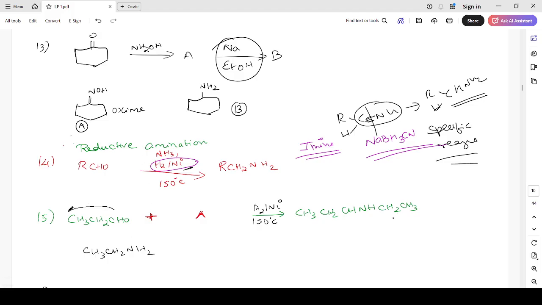Okay, next one. I'm having propanol. You can say I'm reducing it into a secondary amine here. So I understand that I have to use the C double bond. If I use it, won't I create this compound? Yes, ma'am.